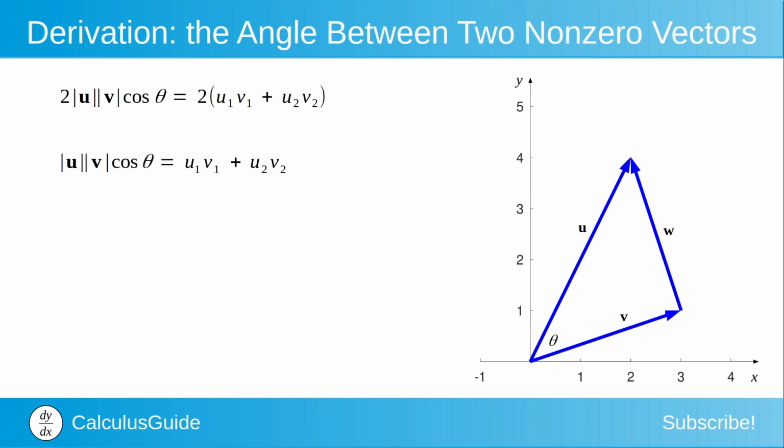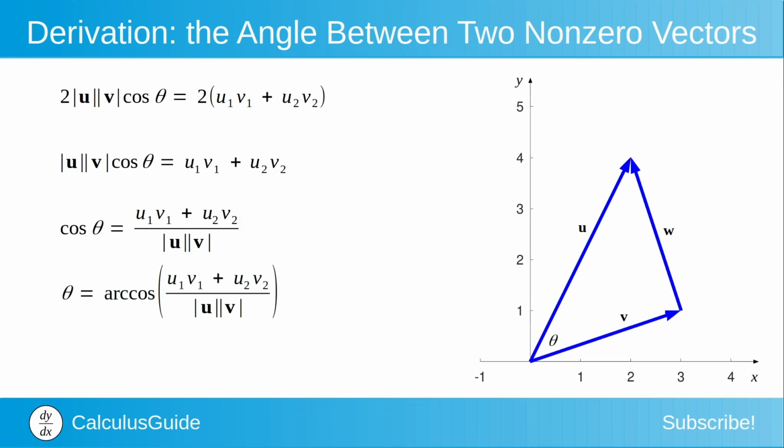If we divide on both sides of the equal sign by these terms highlighted in red, we get that cos theta is equal to u1 v1 plus u2 v2 divided by the length of the vector u multiplied by the length of the vector v. Because cos theta is equal to this value highlighted in red, the angle theta is equal to the arc cosine of u1 v1 plus u2 v2 divided by the length of the vector u multiplied by the length of the vector v.